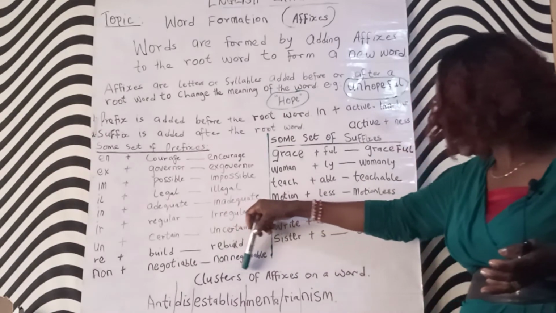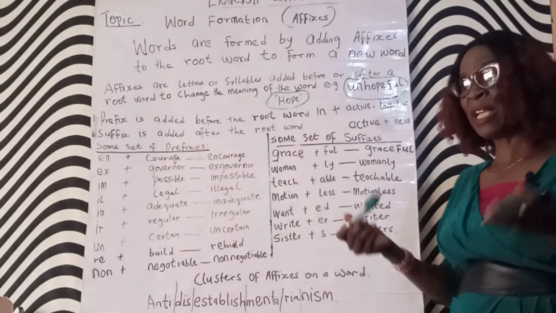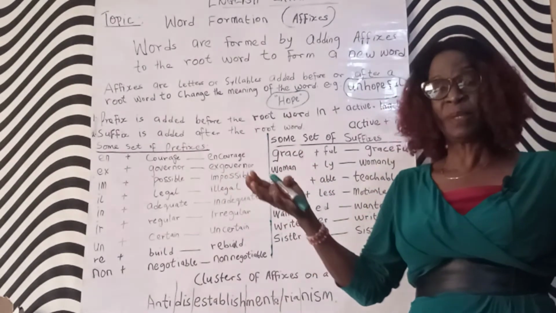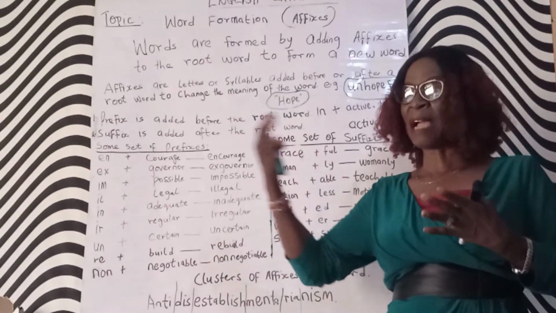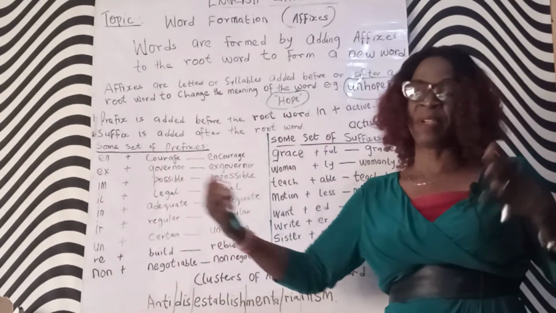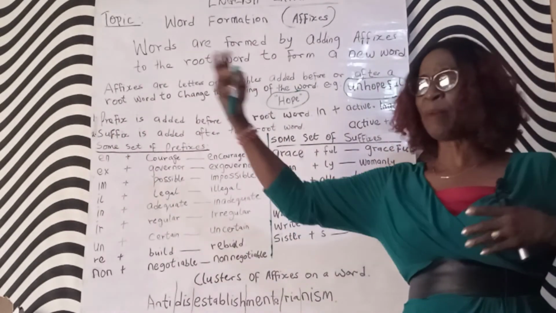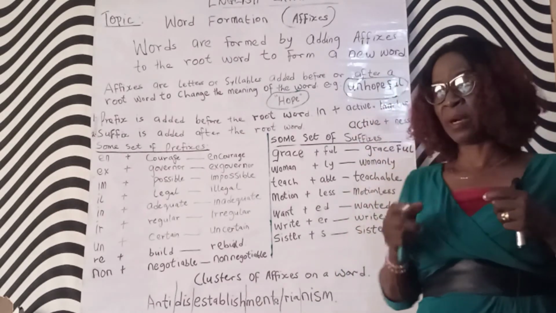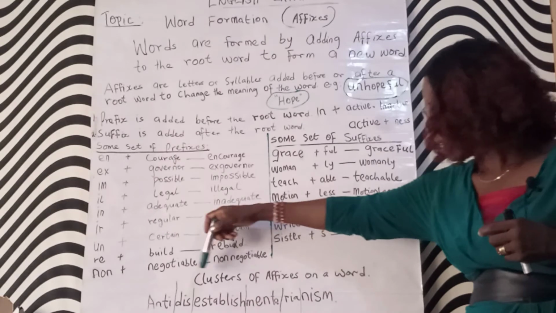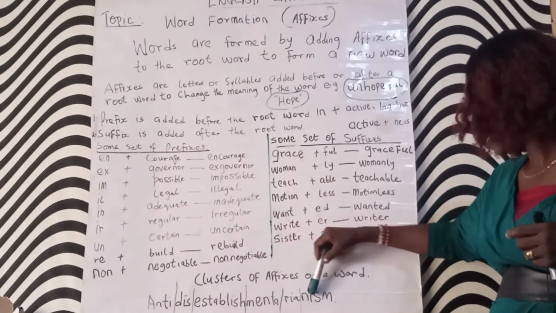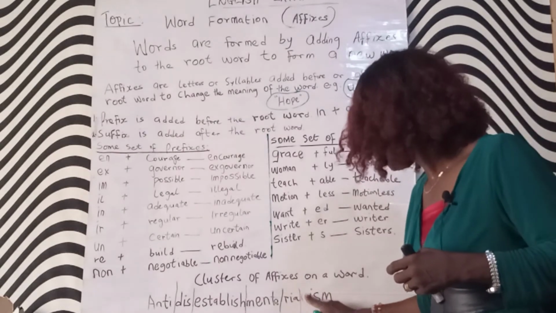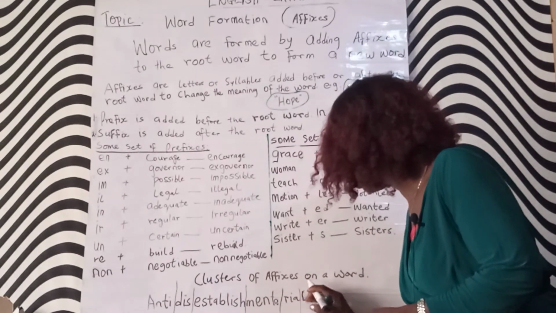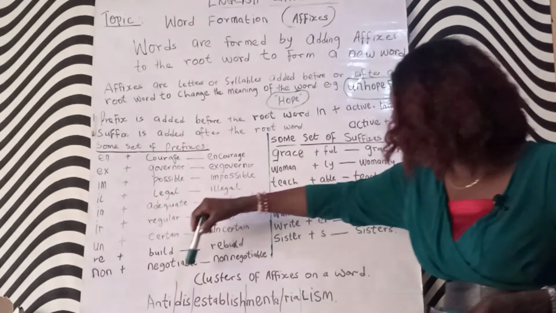Then sometimes we have clusters of affixes on a word. We can have a root word, and then we have clusters of affixes, because you will be seeing a word that has affixes, the prefix and the suffix, another prefix, another suffix. We call that clusters of affixes on a word. For instance, this word, anti-disestablishmentarianism. When you take them into segments, I've been able to put them in segments.